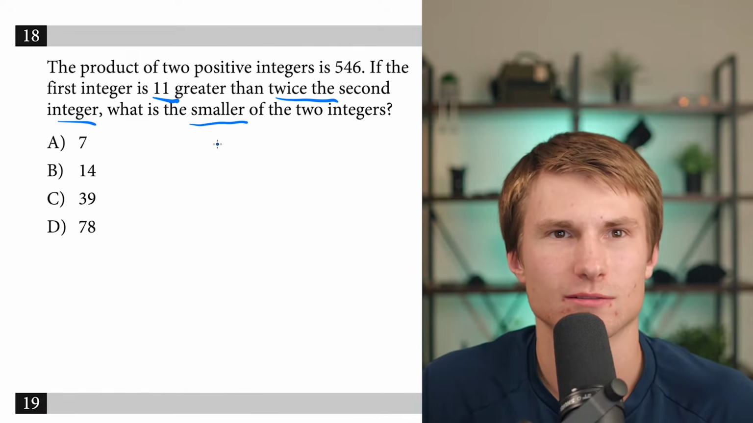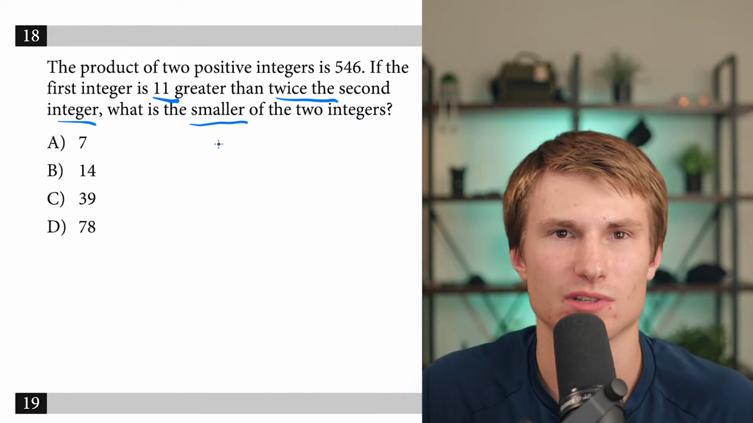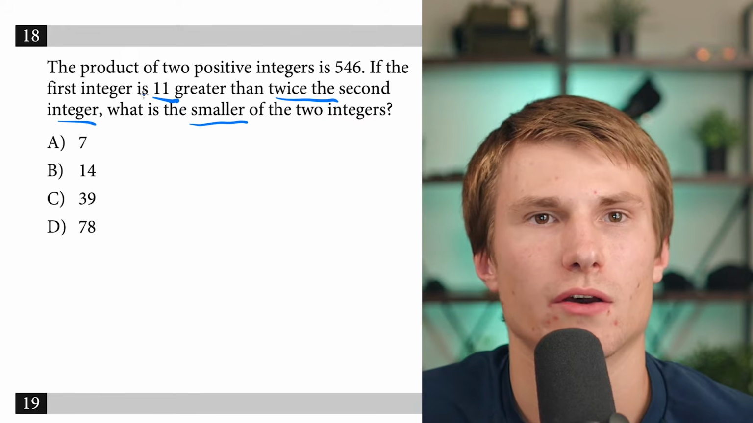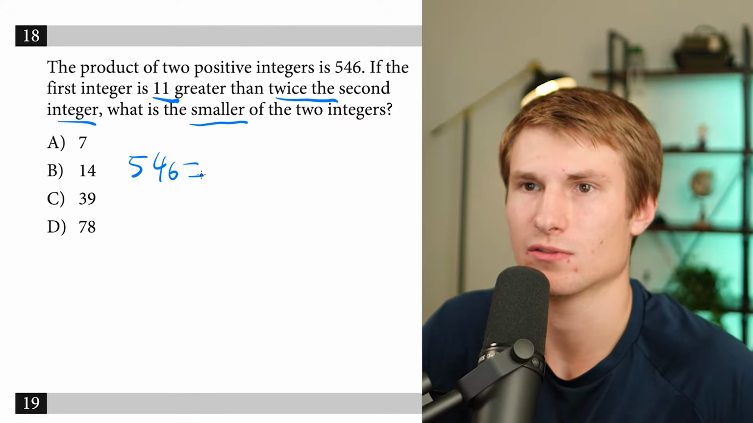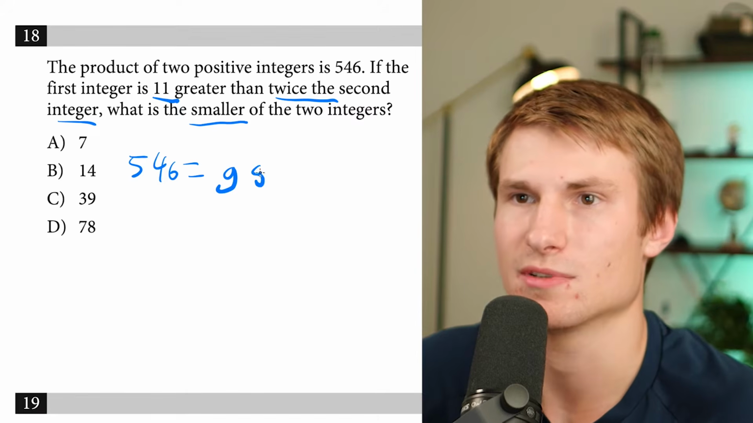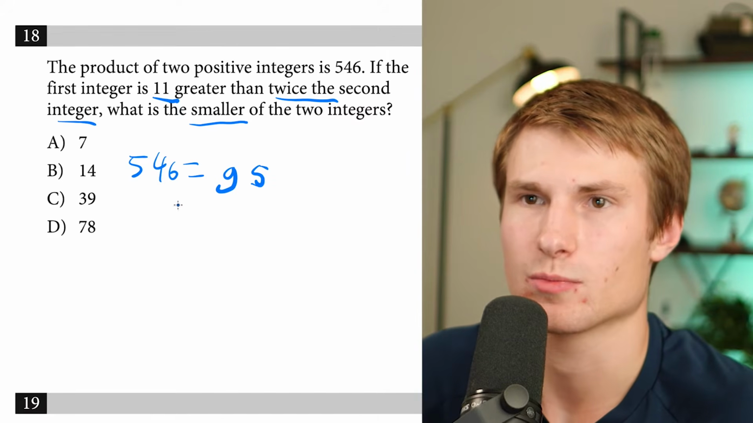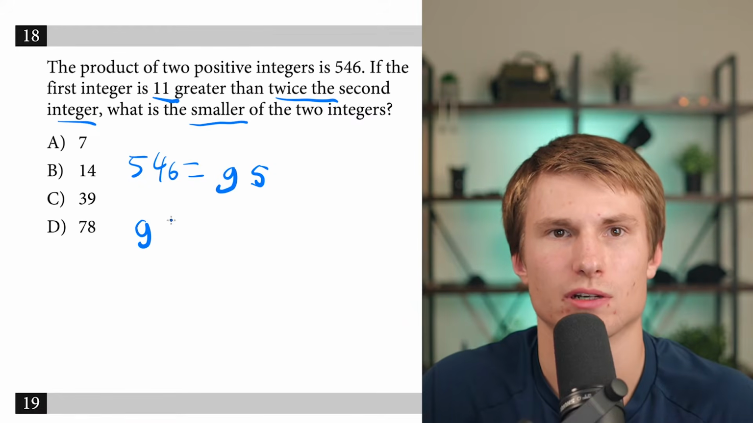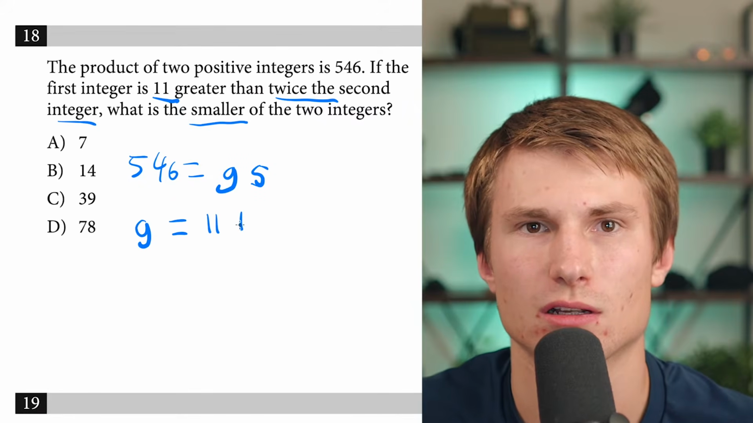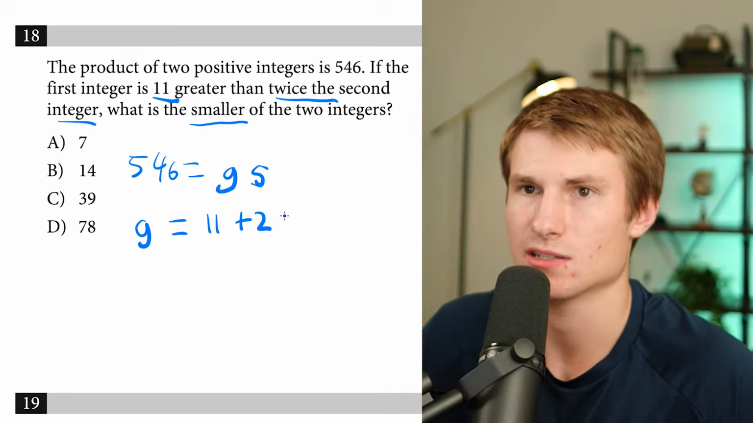Trying to think of which variables to use. Yeah, we'll use S and G. Okay, so the product of the two positive integers is 546. We know 546 is going to equal G times S, so our greater times our smaller. We know that the first integer is the greater one, so we'll put that as greater, and it's 11 greater than twice the second integer, which is the smaller one, so 11 plus 2s.